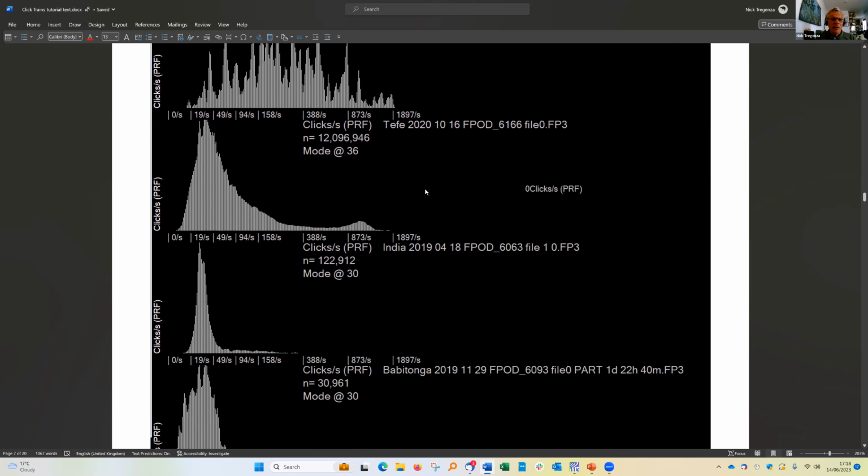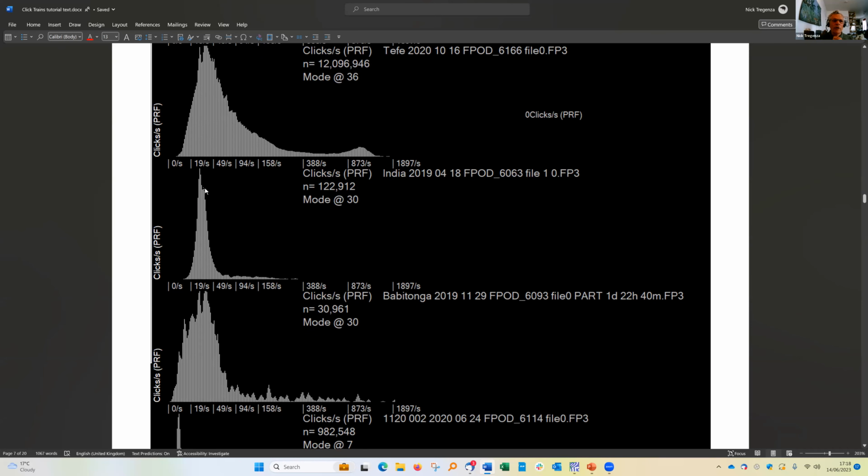This one is an absolutely astonishing distribution of click rates, because remember this marker on this log scale here of 870, nearly everything was coming in below that apart from those weak unknown train sources. But here, Boto in the Amazon are giving this big lump of well above 800 clicks a second. This very narrow distribution here is actually humpback dolphins on the west coast of India.